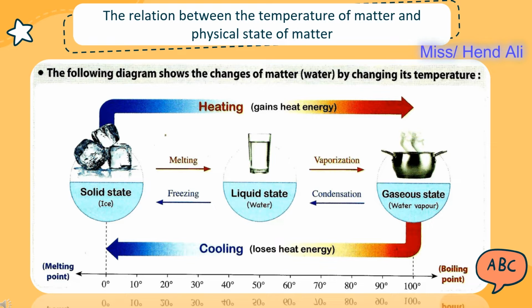This process is called vaporization. And when we bring gaseous state water vapor and expose it to cool, it will lose heat energy and change into a liquid state. This process is called condensation. And when we bring liquid state water and expose it to cool, it will change into a solid state, which is ice. This process is called freezing. So we have four processes: melting, vaporization, condensation, and freezing.